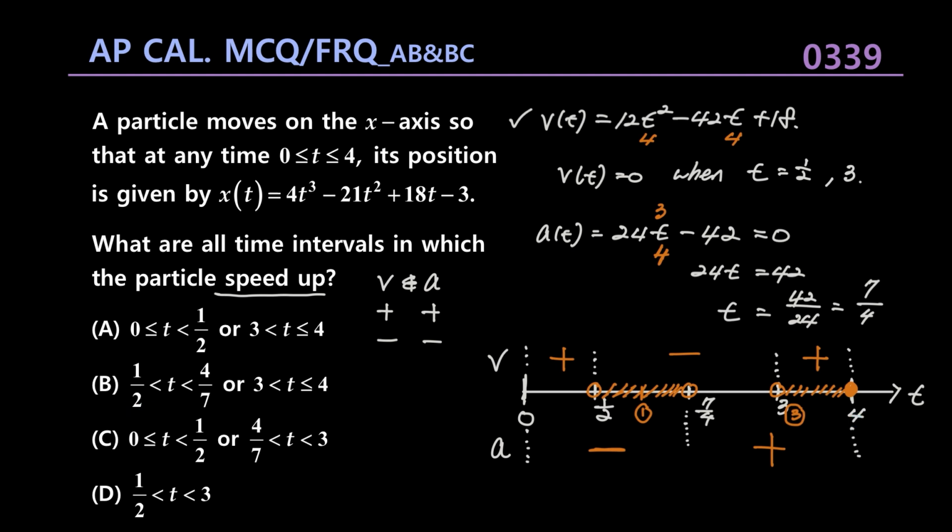So 1/2 to 7 over 4. Yeah, there's a typo here. This is a 7 over 4. This is also 7 over 4. I'm sorry about this. Okay, so the answer has to be B.